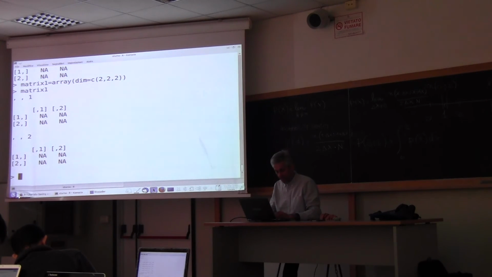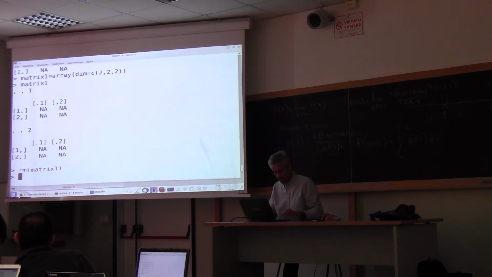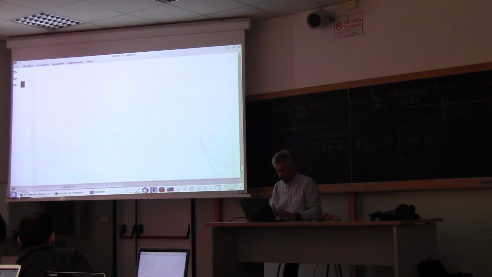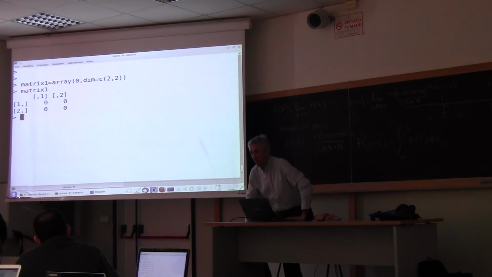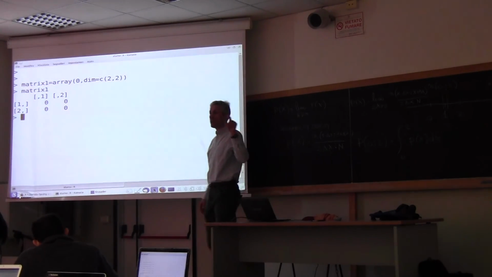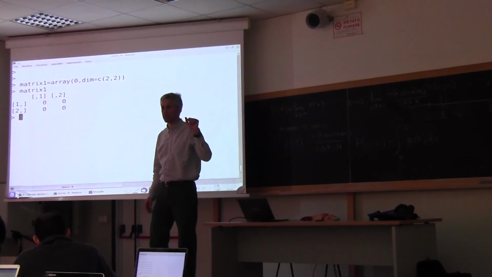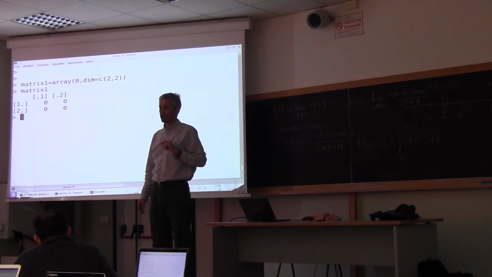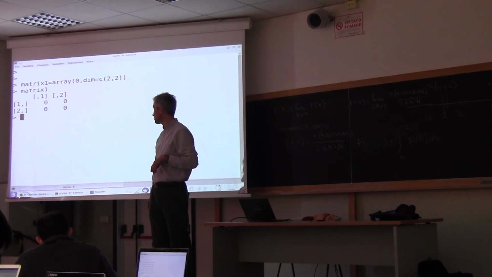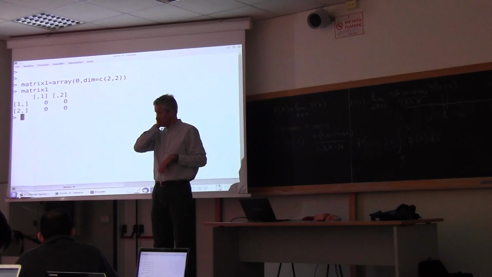Okay, and then let me remove this matrix in order to give you other information. And now, the matrix can be defined by giving values. In the previous case, we found some NAs as matrix entries. NA means not assigned. In this case, I assigned a 0, and that's it.